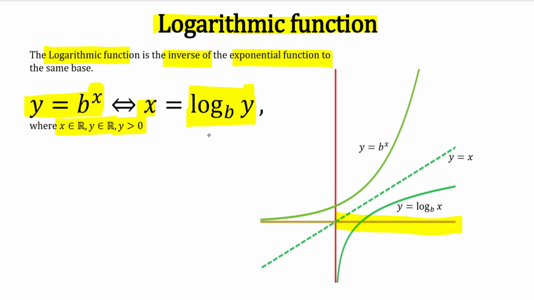So if we have y equals b to the power x, its inverse means the reflection in the line y equals x. This is going to be the reflection of this. So y equals b to the power x will give us y equals log of x base b, and here the input, or domain, would always be greater than 0.